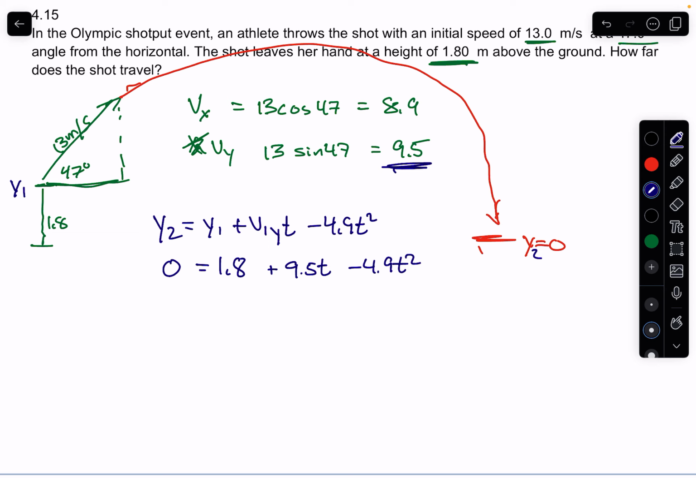Now this is a quadratic formula. I plug it into my lovely calculator solver thing, and I get 2.11 seconds. But of course it's asking how far did our Olympic person throw it.